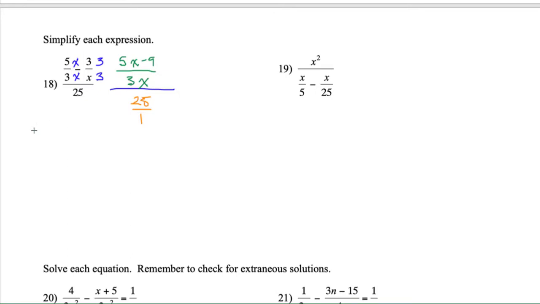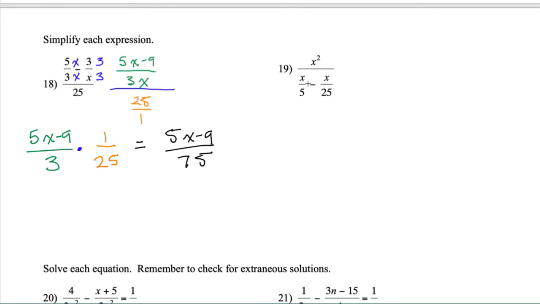So I'm going to keep it, I'm going to do 5x minus 9 over 3. I'm going to change it, keep it, change it, flip it, and flip it 1 over 25. And that will give us 5x minus 9 over 75. And I think that's as far as we can get because the top can't be factored anymore.